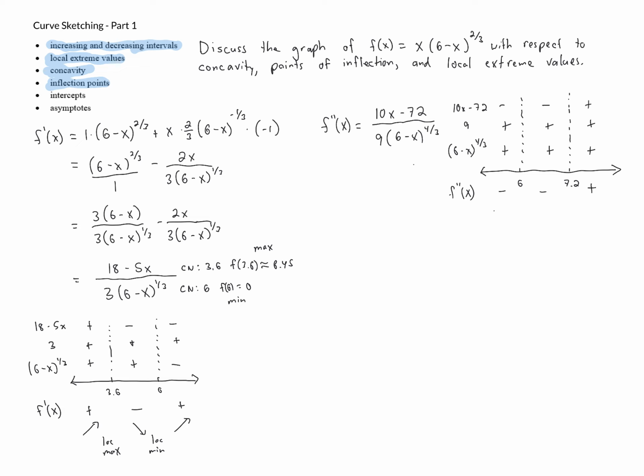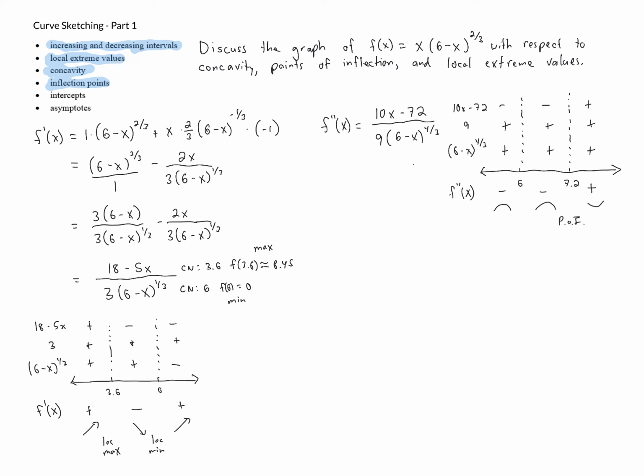So that means we're going to be concave down, and concave up. And we've got an inflection point at 7.2, a point of inflection. We'll call that a POI just for short.